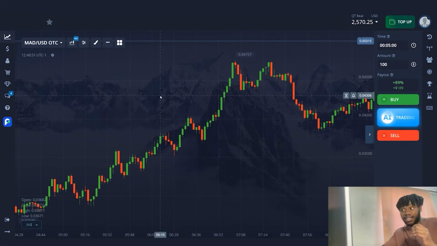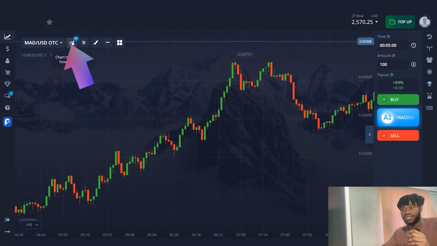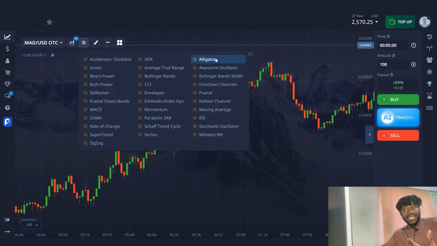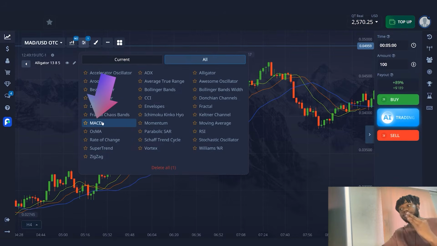I'll start by setting up the account. In this strategy, I'll use a candlestick chart. The time frame will be 2 minutes. Now you need to enable the indicators: alligator, MACD, and moving average.